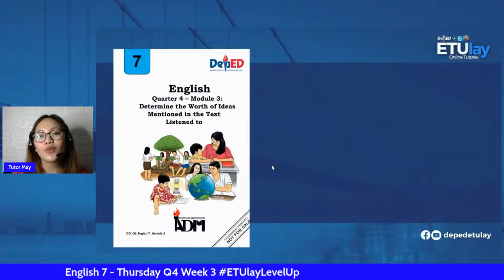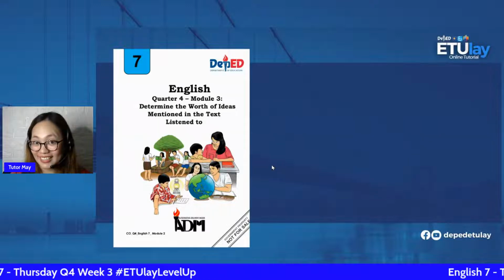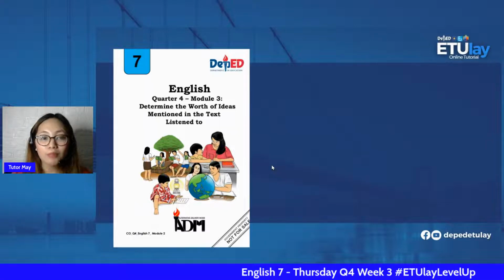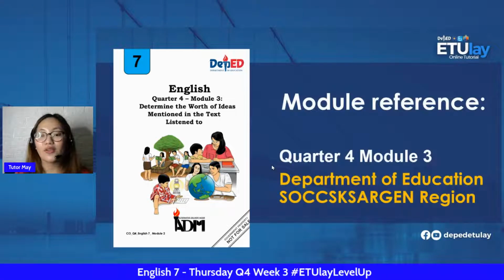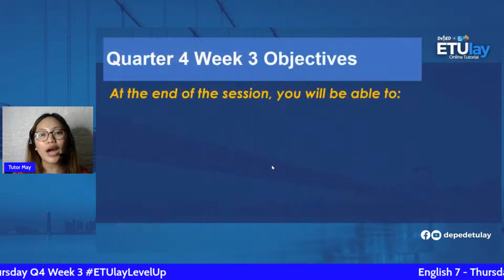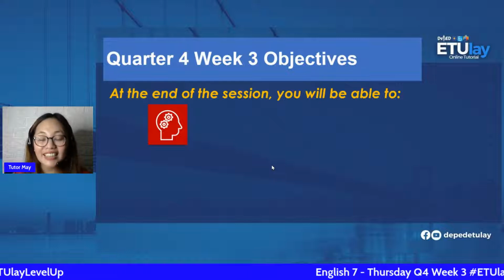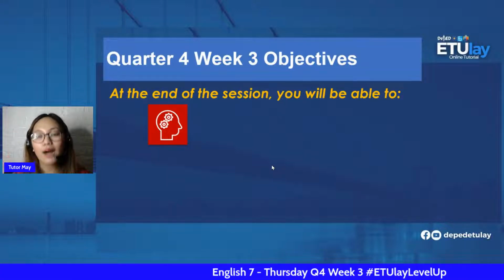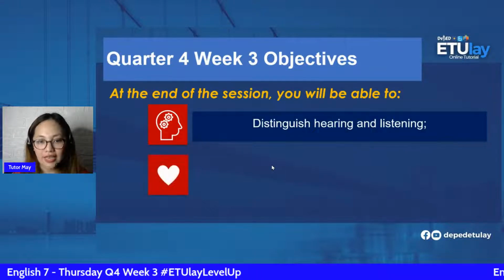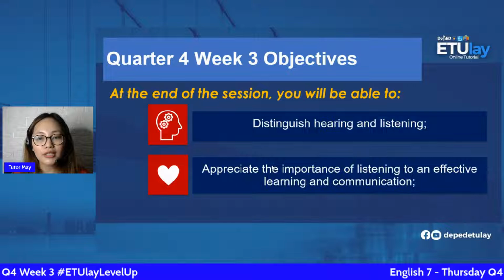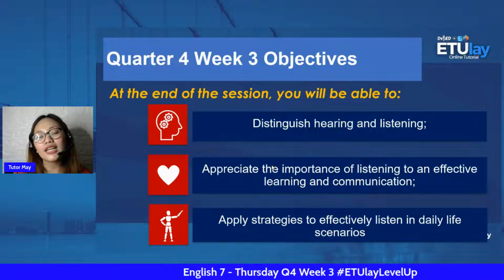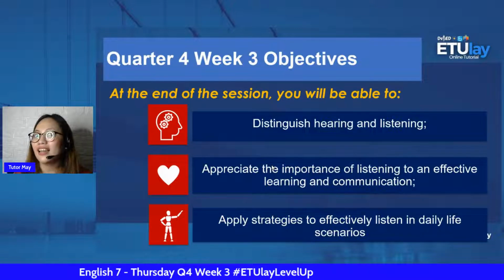For us to know how we can scrutinize ideas listened to, we will be basing our lesson from the module made by Suxurgen. So thank you for the writers of this module. We owe this to you. So our learning objectives for us to scrutinize ideas correctly, appropriately this Tuesday. First, to distinguish hearing and listening. Second, appreciate the importance of listening to an effective learning and communication. And the last is apply strategies to effectively listen in daily life scenarios.